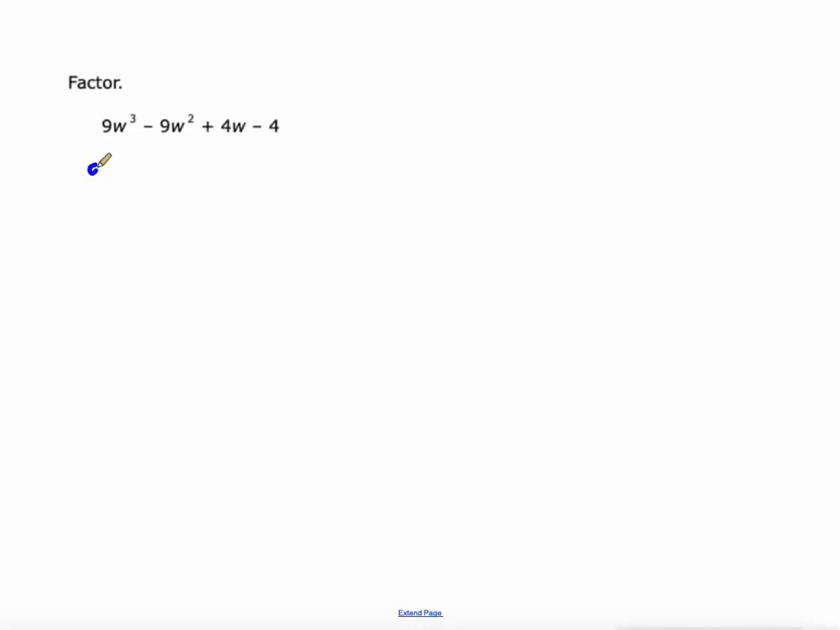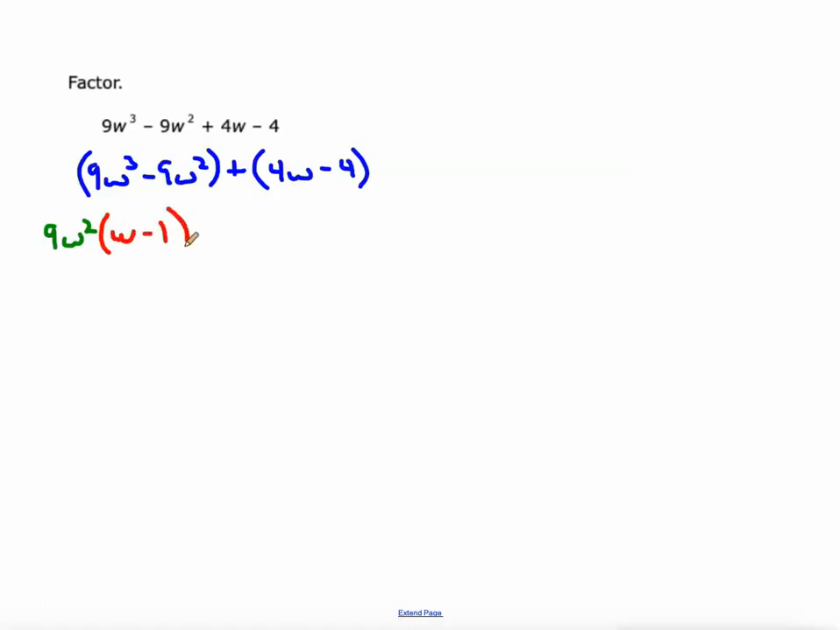So what I'm going to do is take the first 2 terms in this polynomial and group them together, factoring by grouping. And I'll take the second 2 terms, the 4w minus 4, and I'll group those together. Then I'll look at this first grouping, what's their greatest common factor. Both of those terms are divisible by 9. They're also both divisible by w squared. When I factor that 9w squared out of the first grouping, I'll be left with w minus 1 inside.